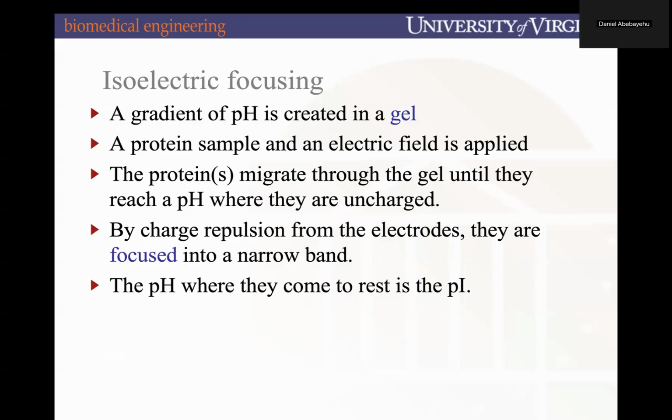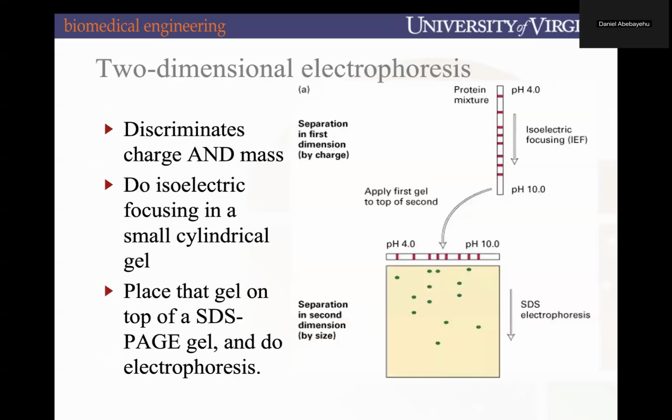Now, what's interesting is that we can actually combine SDS-PAGE and isoelectric focusing into a combined approach to separate by charge and mass together. And this is called two-dimensional electrophoresis. The way this works is you'll first do isoelectric focusing, where you run your sample across a gradient of pHs with an electric field. Once they all reach their isoelectric point, they'll stop moving.